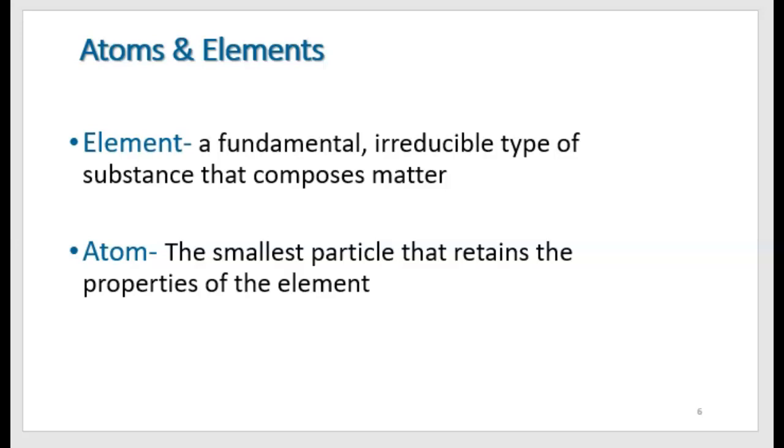So an element is a fundamental irreducible substance, and that's what's listed in the periodic table. An example would be the element carbon. An atom is the smallest structure or particle of an element that retains all those properties that the original element has. An atom has no charge, and therefore it's considered neutral. So the smallest component of carbon would be a carbon atom.